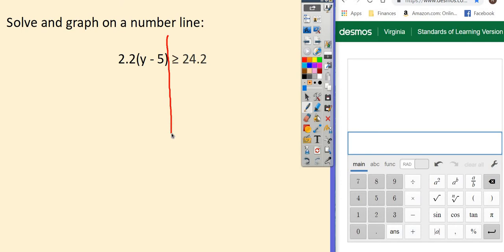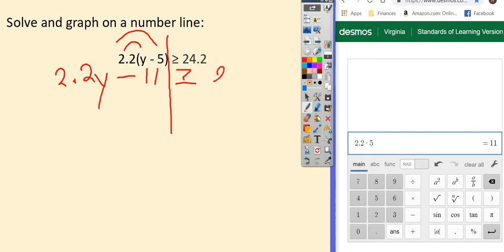Let's get my pen working. And the first thing we're going to have to do is distribute. So 2.2 times y is 2.2y, and 2.2 times 5 is going to be positive 11. Actually, I made a mistake there. That is a negative 5, so it's going to be 2.2y minus 11 greater than or equal to 24.2. Okay, so the next thing we're going to do is add 11 to each side.